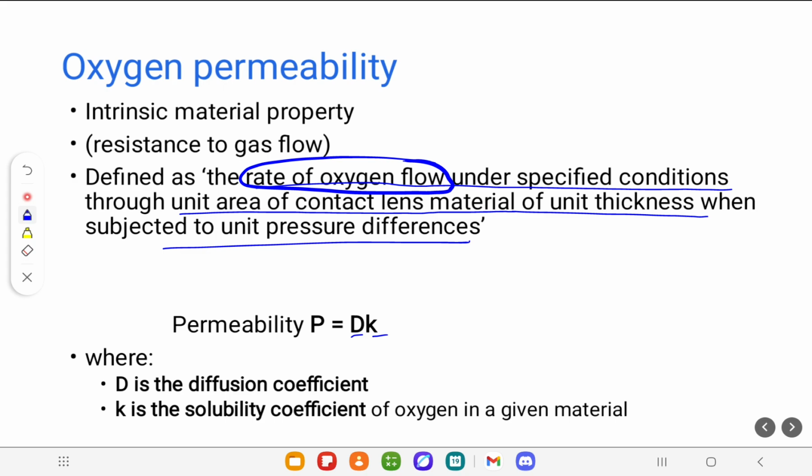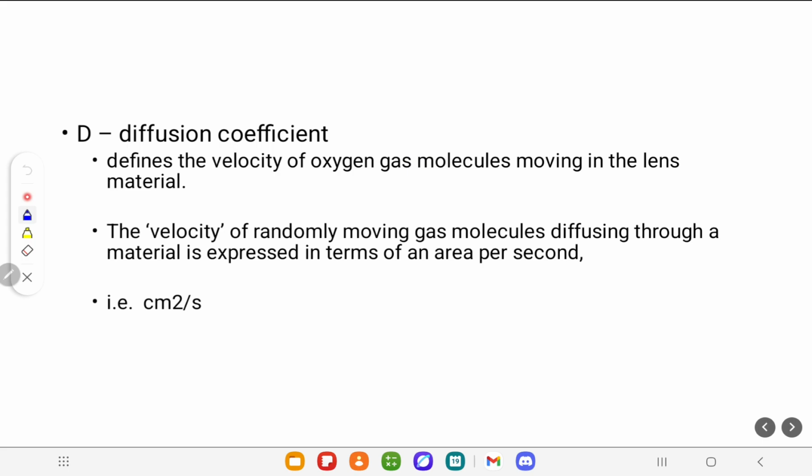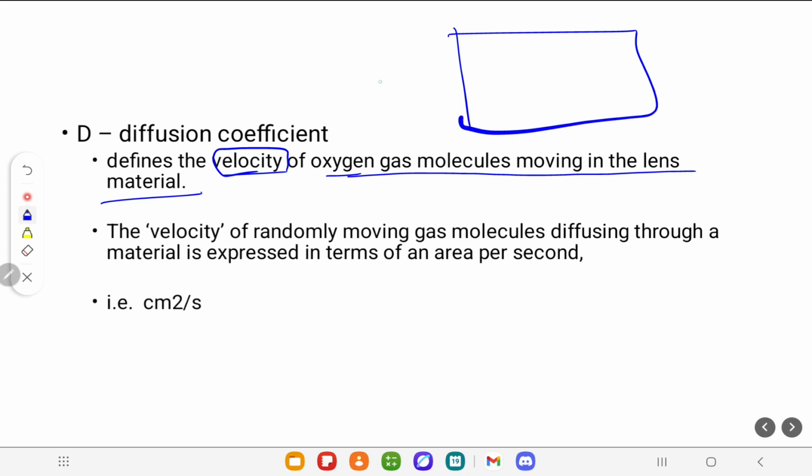What do we mean by diffusion coefficient and solubility coefficient? Diffusion coefficient is defined as a velocity. Just remember this term. Velocity of oxygen basically means movement. Diffusion means oxygen gas molecules moving into the lens material. So this is the lens material, and this is the oxygen molecule. It moves in and crosses the whole material, isn't it? That's diffusion. Diffusion means the velocity of the oxygen molecule that passes through the lens material.